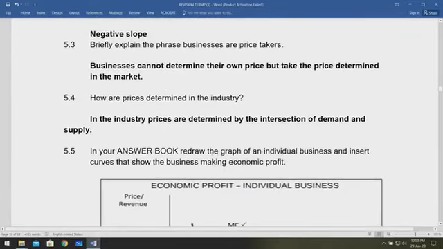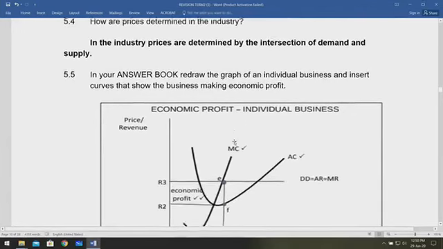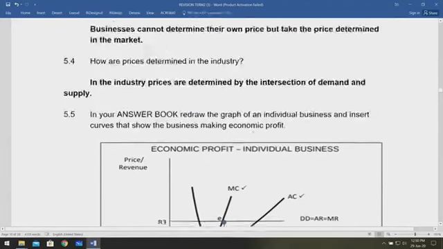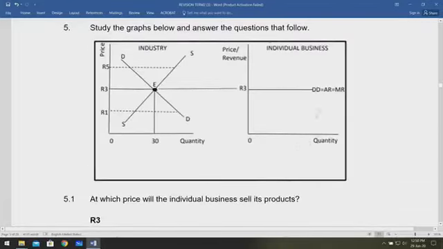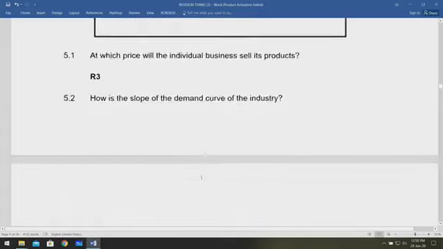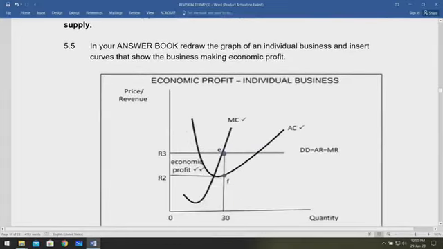In your answer book, redraw the graph of an individual business and insert curves that show the business making economic profit. Now remember, I said to you earlier on, you're going to have to sometimes draw this graph, and there they've asked you now. So you redraw that graph, and then you have to insert your AC and your MC curve. But please remember, when you are doing your AC and your MC, make sure that MC cuts your AC where AC is at its lowest.